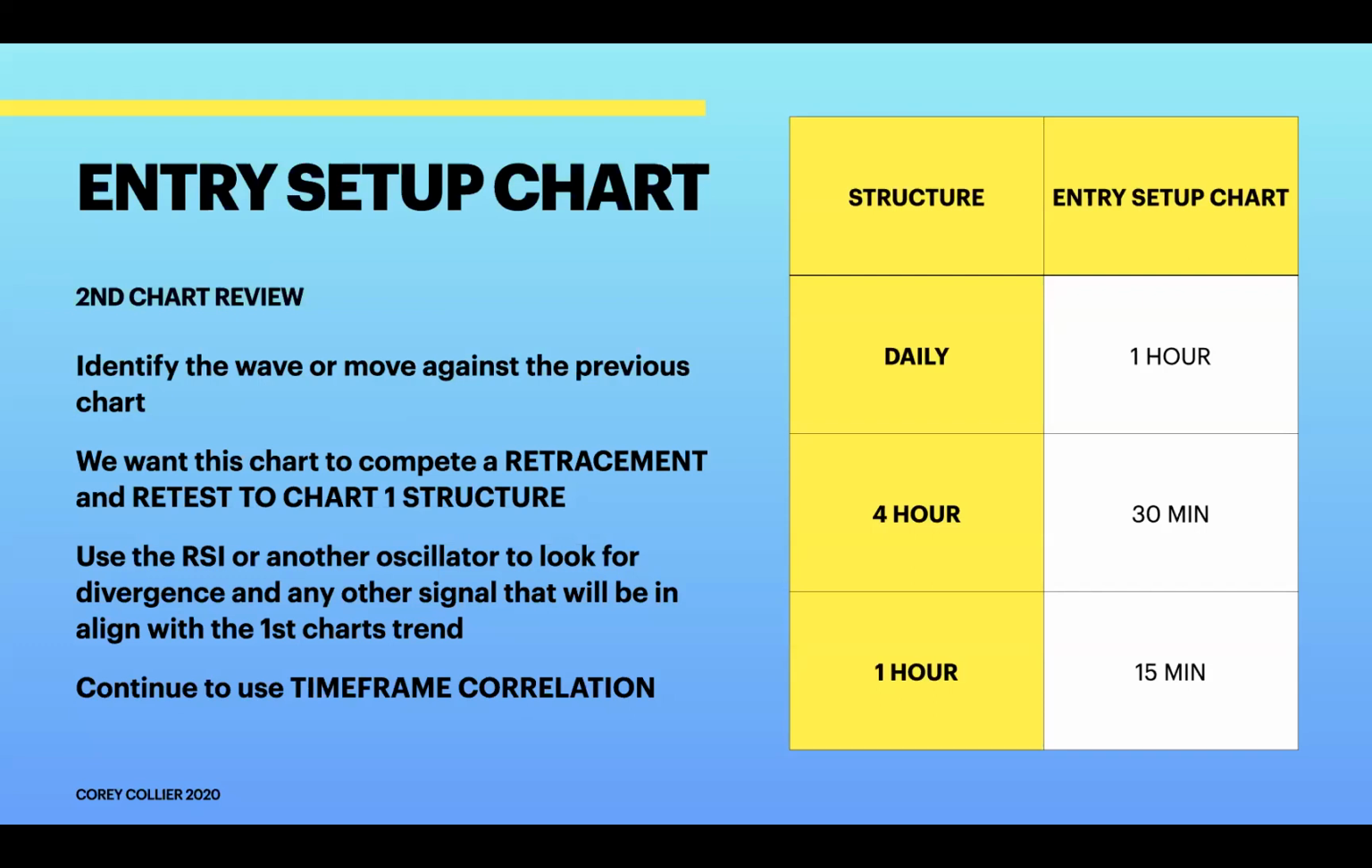We want this chart to complete a retracement and retest to chart 1 structure. This is why we mark up the most recent break of structure on chart 1, because that structure has to be retested. We use the RSI or any other oscillator that you may be familiar with, basically to look for divergence and any other signal that will be in line with the first chart's trend. And then, of course, after this, we go to our candlestick entry chart, which is continue to use time frame correlation.